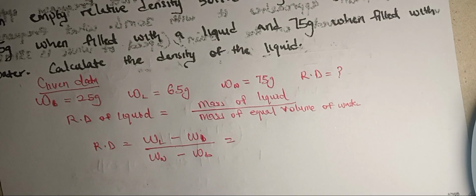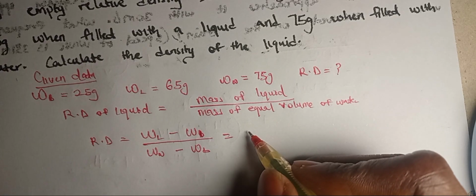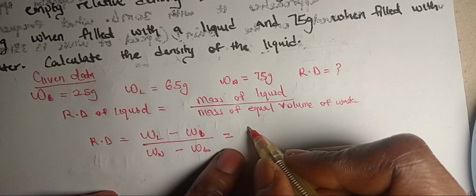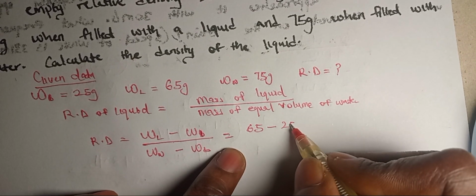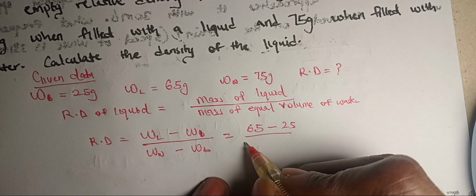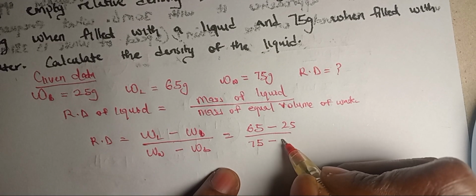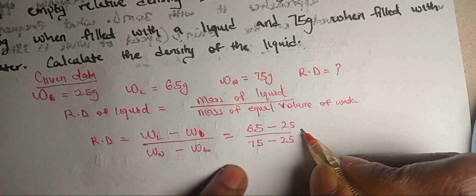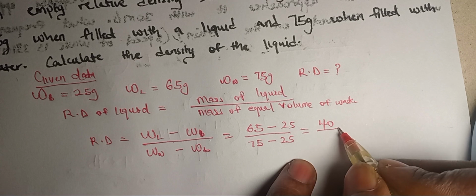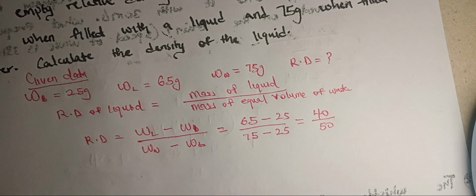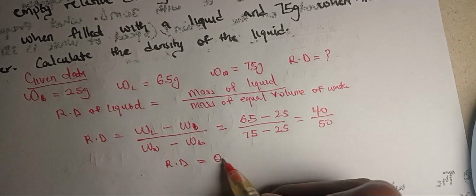So our relative density will be equal to the weight in the liquid, which is 65, subtract 25, and the weight in water is 75, so we subtract 25 also. So 65 minus 25 is going to give us 40, upon 50. So now the relative density will be equal to 0.8.